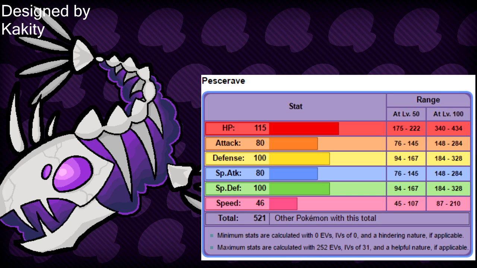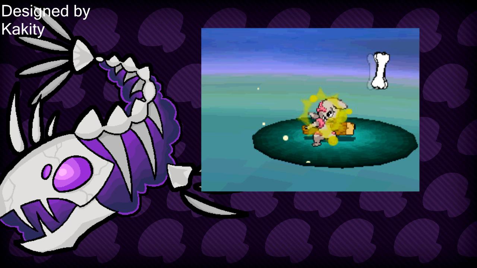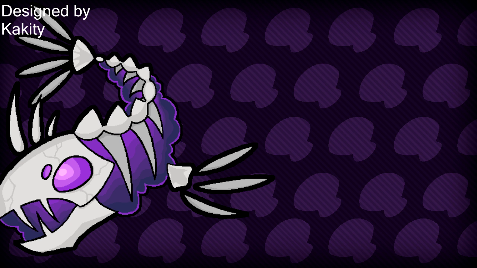I could see this thing being more of a tank with high HP and decent defenses, while its attack stats are okay as well. The moves I could see it using would be Shadow Ball, Hydro Pump, Bone Club, and Will-O-Wisp. Insert bone pun here.